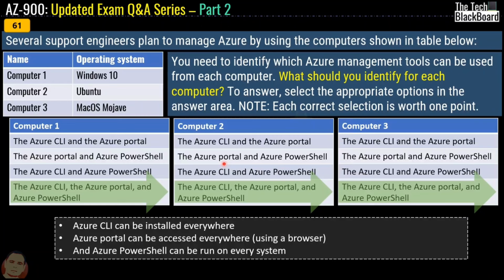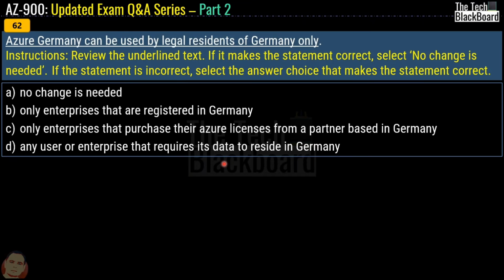However, if you have some different answer or some different logic, I will be happy to hear that in the comment section. And with that, let's move to the next question, and that is about Azure Germany. So this says that Azure Germany can be used by legal residents of Germany only. So you have to tell whether it's a valid statement or whether you need to fix this statement by choosing one of these given options.